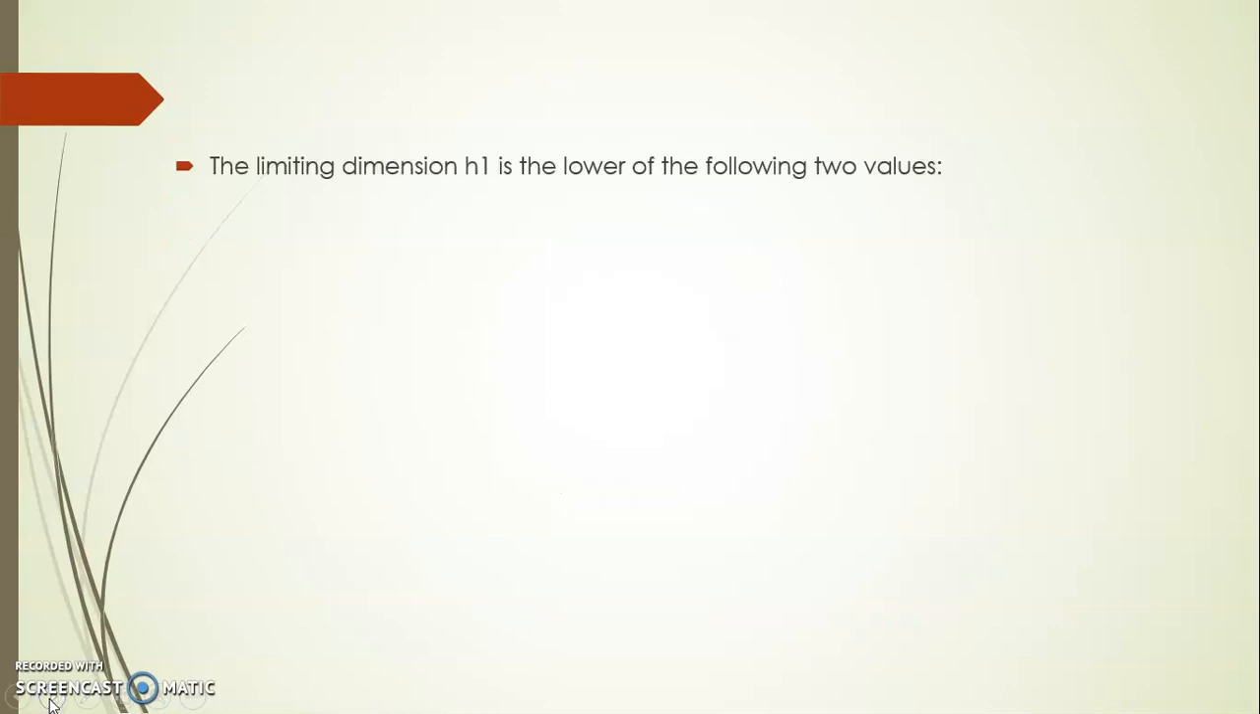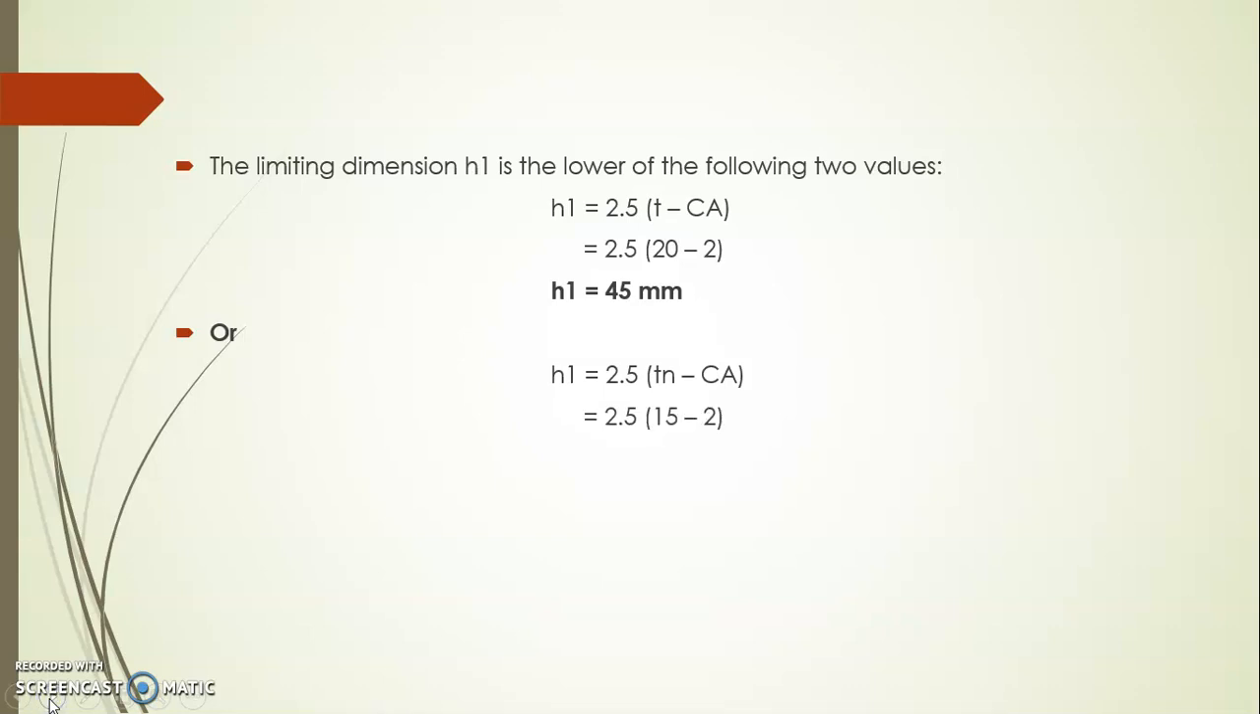The limiting dimension h1 is the lower of the following two values. Therefore h1 is equal to 2.5 into bracket t minus ca. Substituting the values, 2.5 into bracket 20 minus 2. Therefore h1 is equal to 45 mm, or h1 is equal to 2.5 into bracket tn minus ca. Substituting the values, therefore h1 is equal to 2.5 into bracket 15 minus 2. Therefore h1 is equal to 32.5 mm.